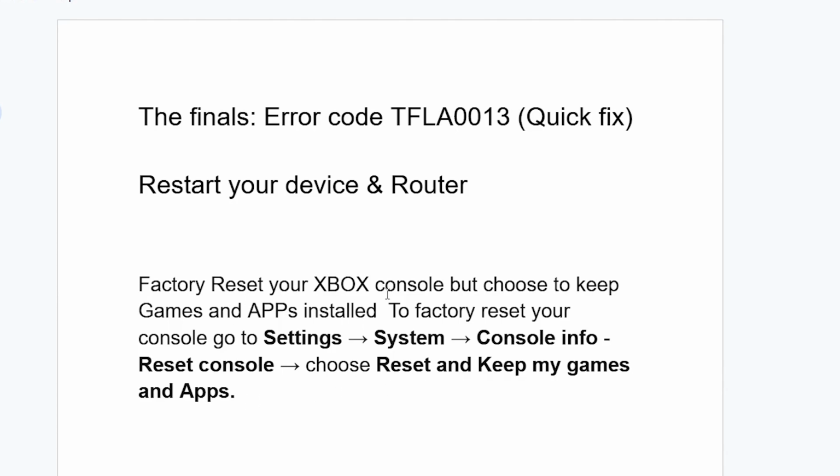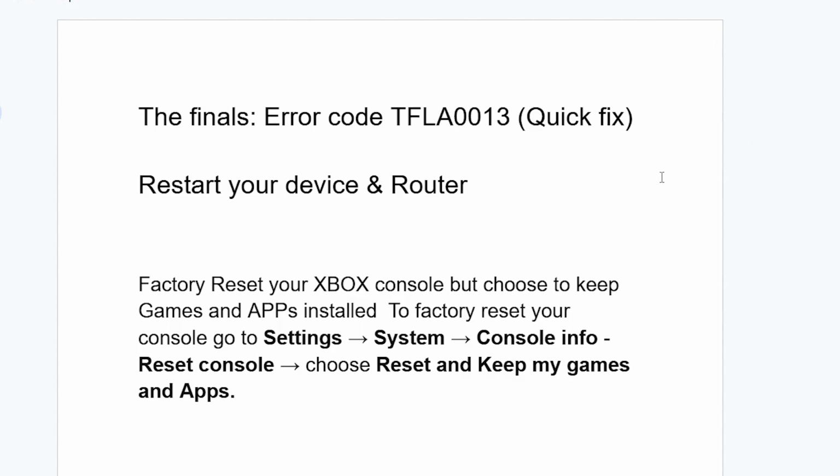So factory reset your Xbox console, but choose to keep your games and apps installed. To factory reset your console, go to Settings, select System, select Console Info, select Reset Console, choose Reset and keep my games and apps installed.